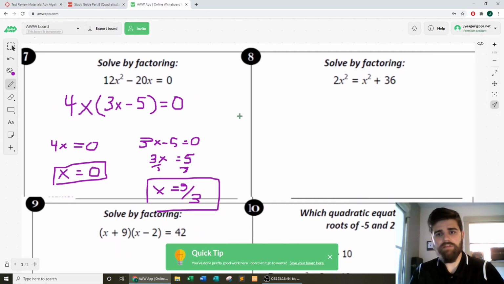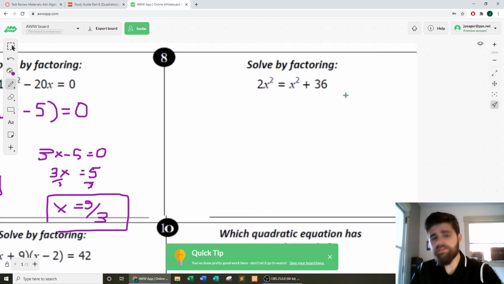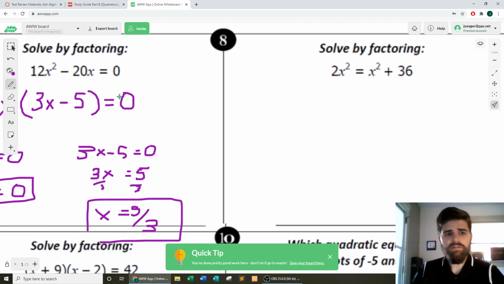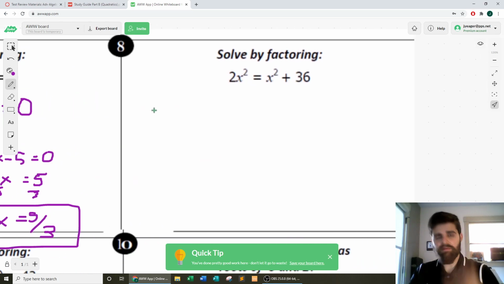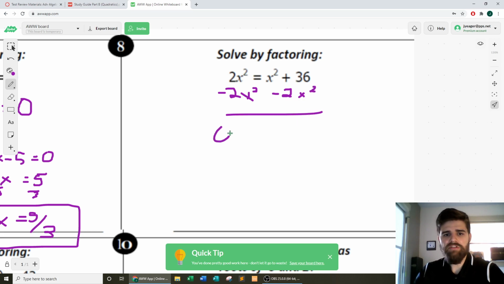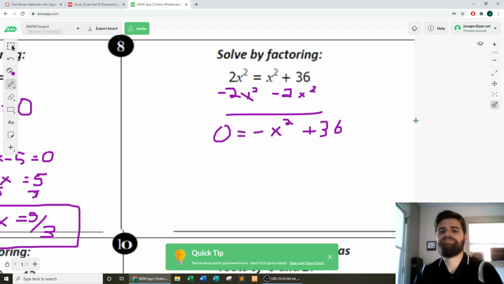All right, let's try number 8. So number 8, again, I'm trying to factor this here. But right away, I noticed that I've got stuff on both sides of the equation. We know it has to be equal to 0 in order for us to break it apart and solve. So I'm going to subtract 2x squared from both sides of the equation. All right, so we got 0 on the left now. And over here I've got x squared minus 2x squared, so that's negative x squared. And then I still got my positive 36.